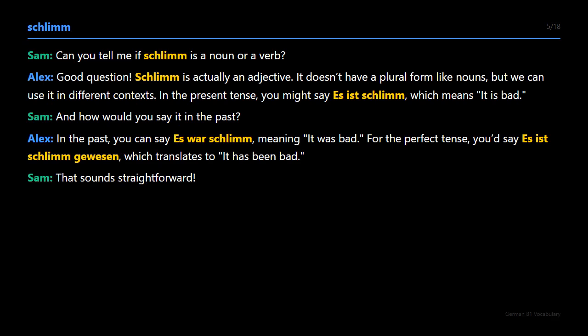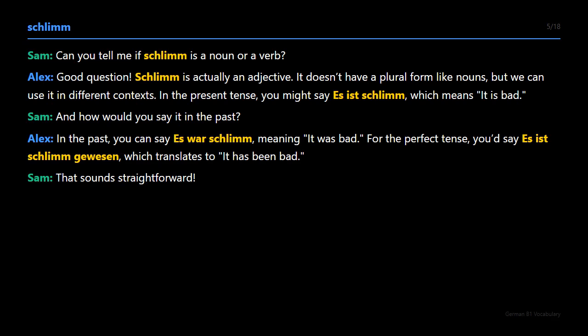And how would you say it in the past? In the past, you can say, Es war schlimm, meaning it was bad. For the perfect tense, you'd say, Es ist schlimm gewesen, which translates to, it has been bad.